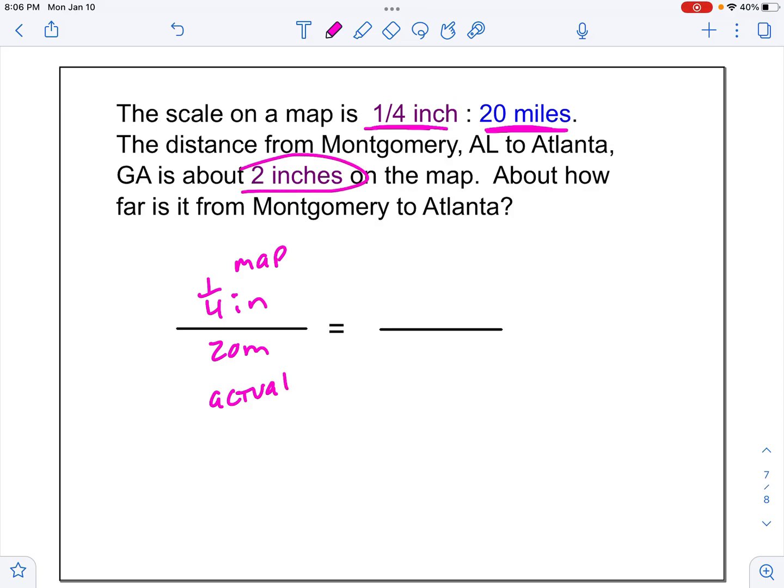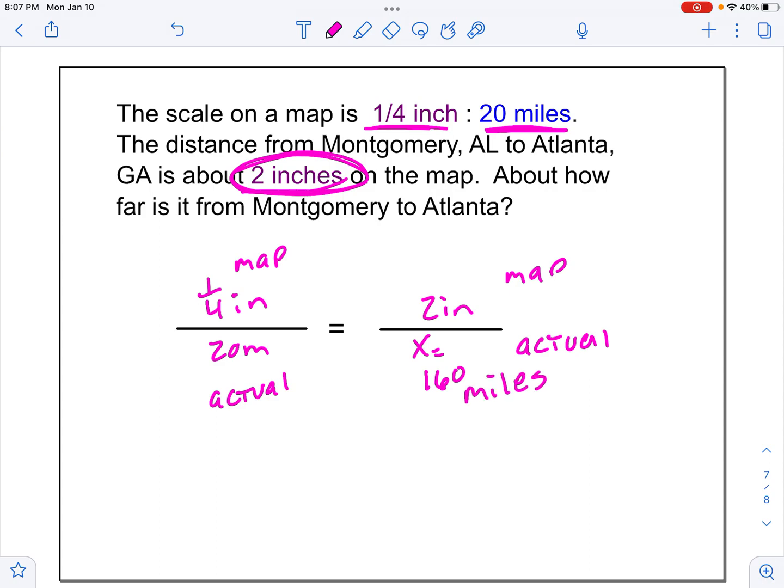So then I know if it's 2 inches on the map, so that has to go across over here because it's map over actual. How far is it from Montgomery to Atlanta? So now we're going to cross multiply, divide. So I have 40 divided by 1/4. So they're actually 160 miles apart.